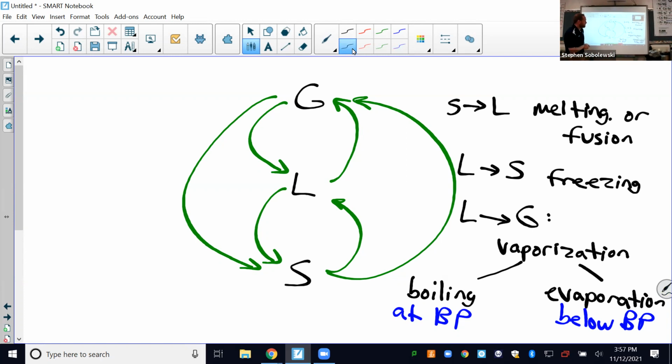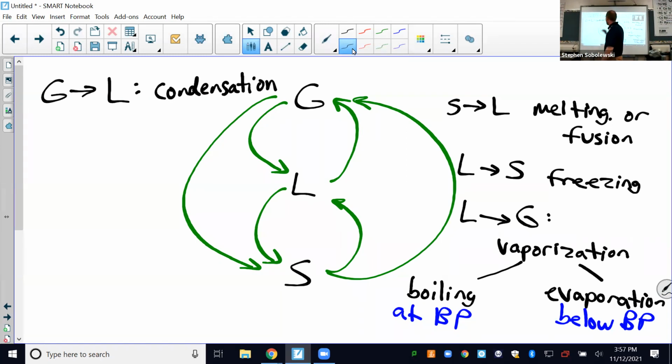That leaves three other phase changes. What's the opposite of vaporization, when we have a gas and we cool it down and it turns to a liquid? Condensation. You've heard this term before. We talked about it a lot after the mass and change lab. You know, this is what happens in clouds. Water vapor cools down and condenses into liquid water, which then falls as rain.